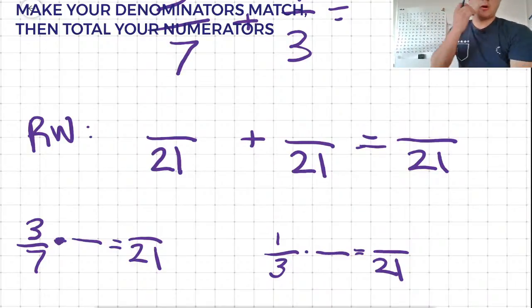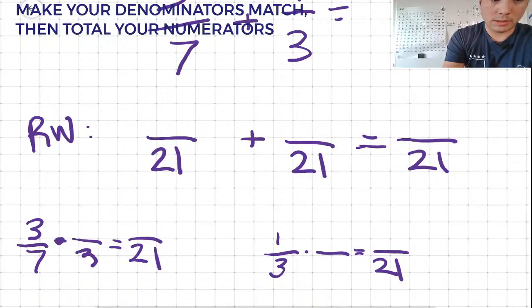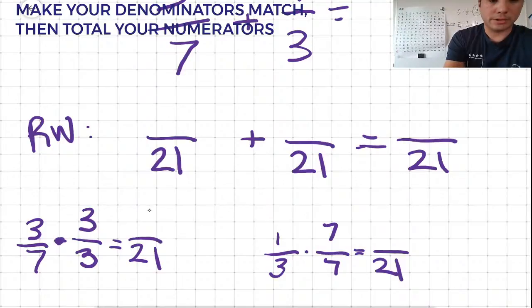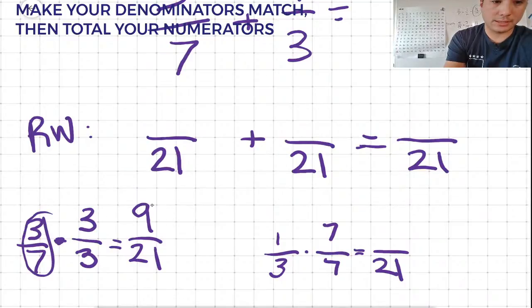Okay, so 7 times what is 21? Again, that would be 3, so we're going to use 3/3. And then similarly over here, we're going to use 7/7. Okay, so then multiply straight across. 3 times 3 is 9. So our equivalent of 3/7 is 9 21sts. So we're going to put it right below.